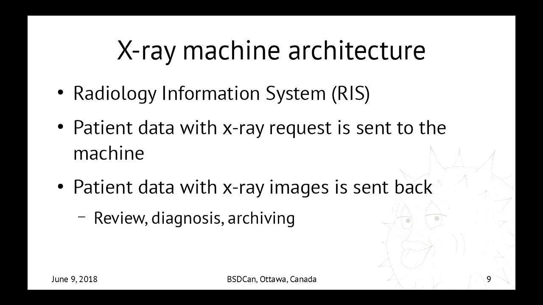So, the workflow there is quite interesting. There usually is what they call a radiology information system. Basically, it works that way. The patient data with the request to X-ray something or take a fluoroscopy of something is being sent to the machine. So, patient name, birthday, all these kind of data, and please take a picture of the left knee, the other left knee. The X-ray machine operator will do that, and in the end, that record is being sent back with the pictures attached. The radiology information system is there for review of those pictures, for diagnosis, and for archiving, because, well, this is medical, right? Archiving a lot.